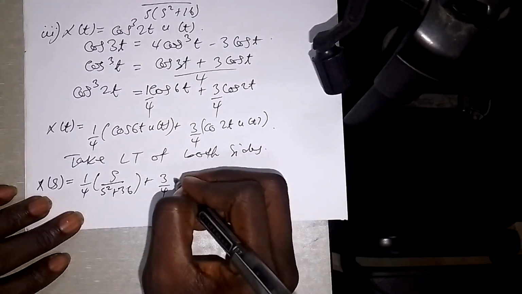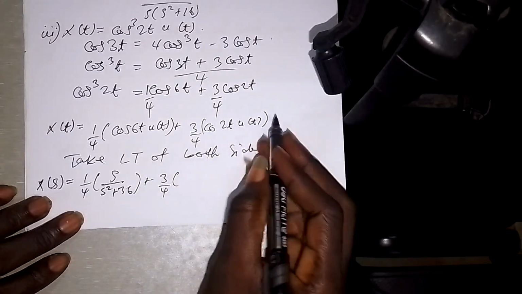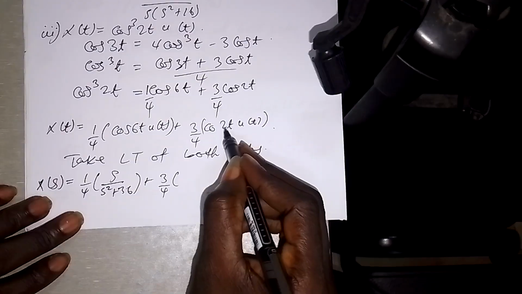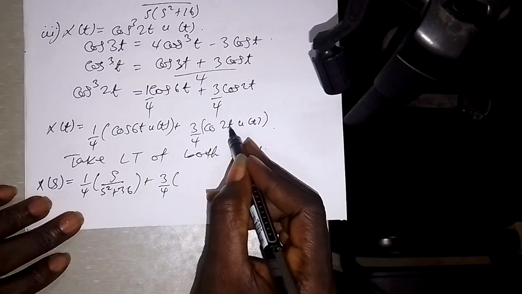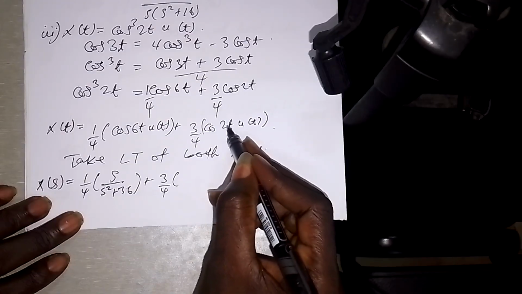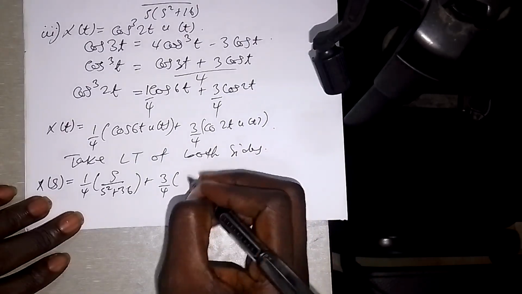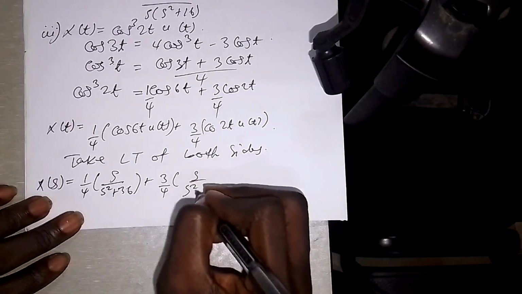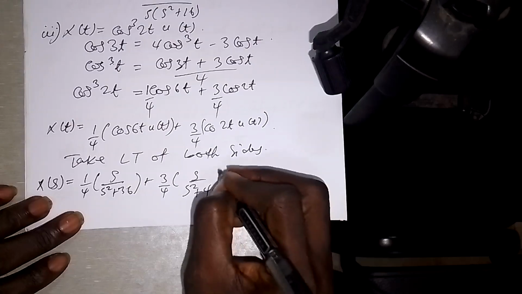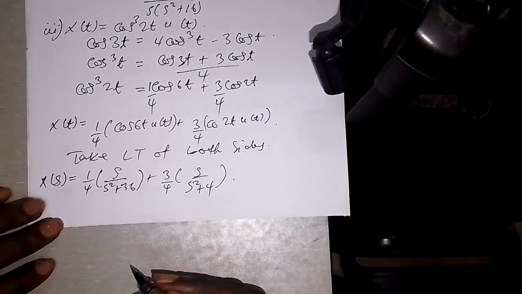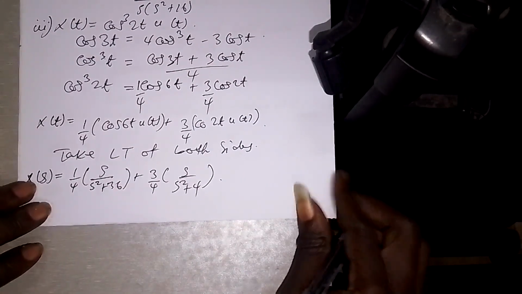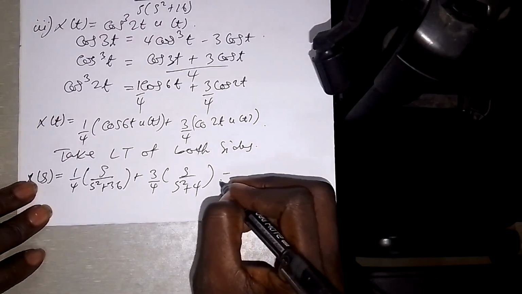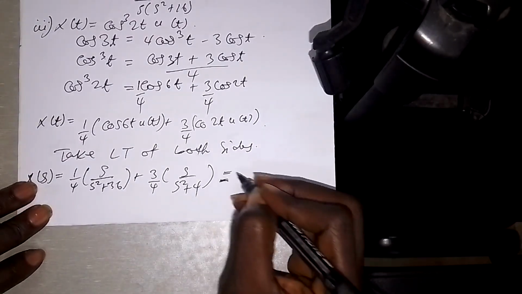s over s squared plus 4. So I'll have s over s squared plus 4. So then this will become my Laplace transform.